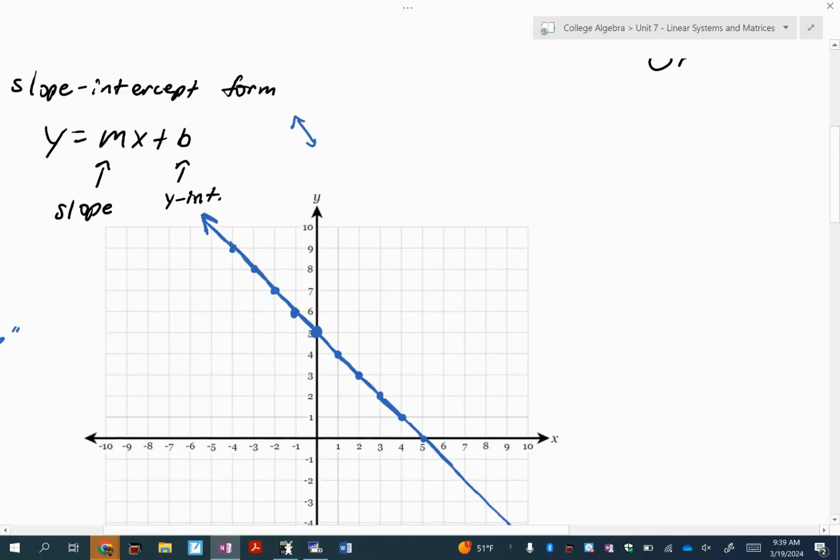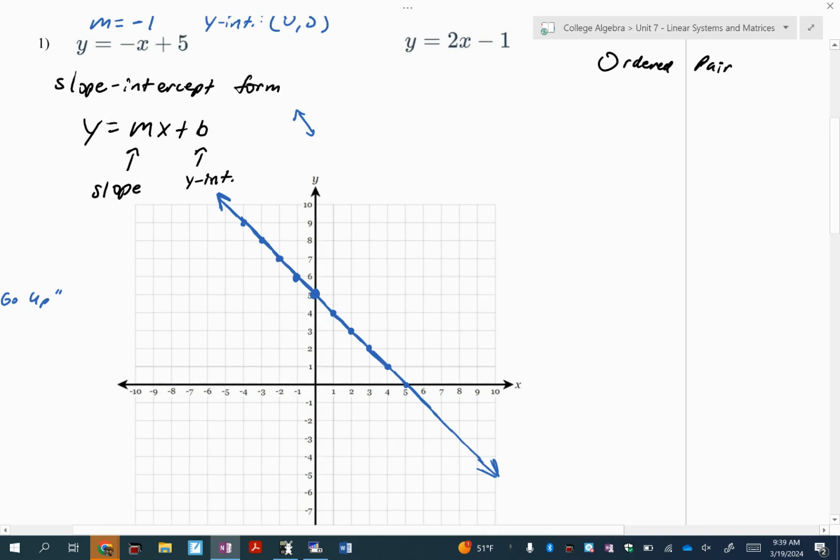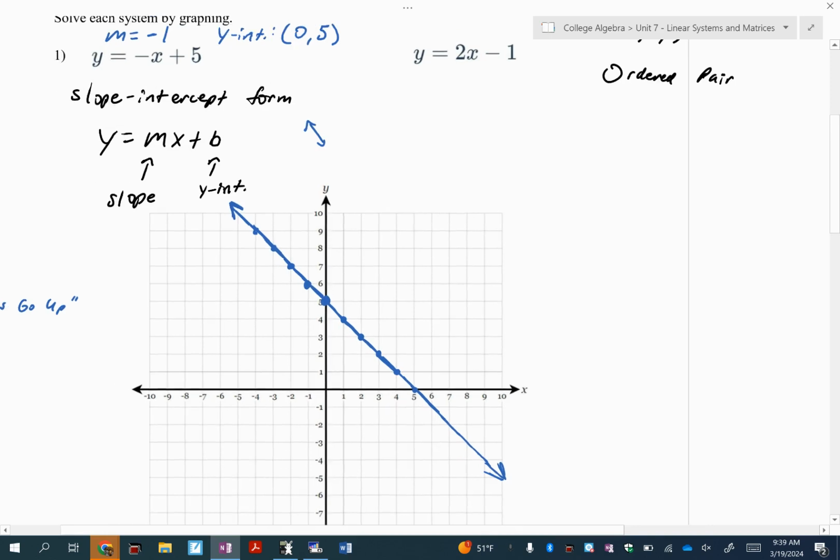Okay, any questions on the blue line? You don't have to. What you're going to see on Delta Math is that you're actually going to be able to click the y-intercept, click the next point, and it will make the line for you, which is kind of nice.